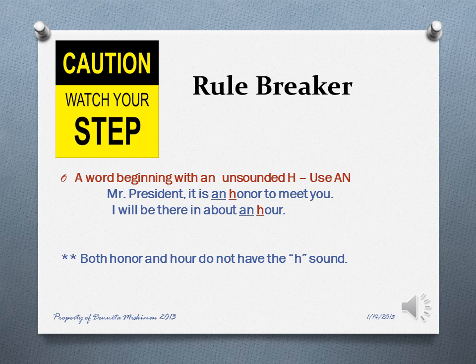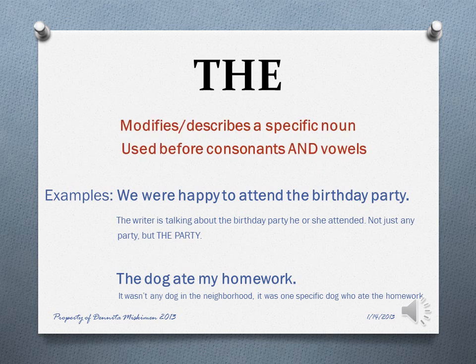Now, let's understand what an unsounded H sounds like. In the word honor, you don't feel your breath. In the word hour, you again don't feel your breath. That is an unsounded H, and in both cases, we use the article an.